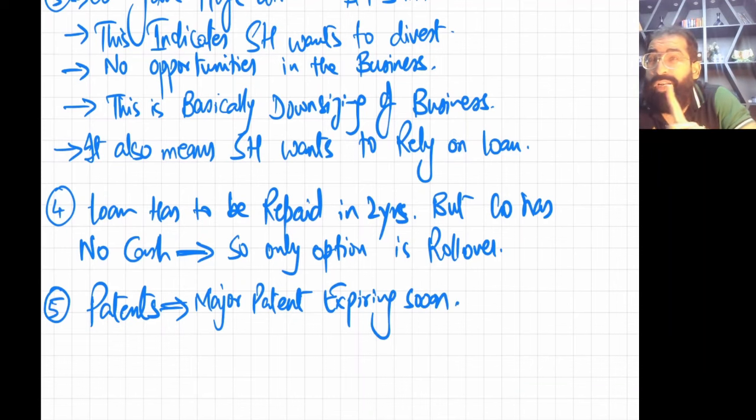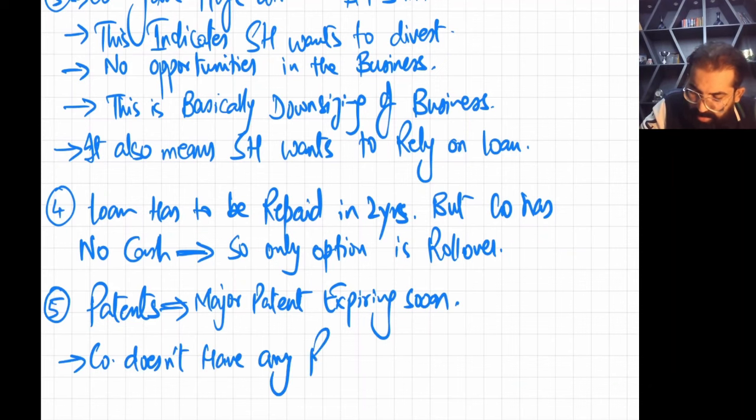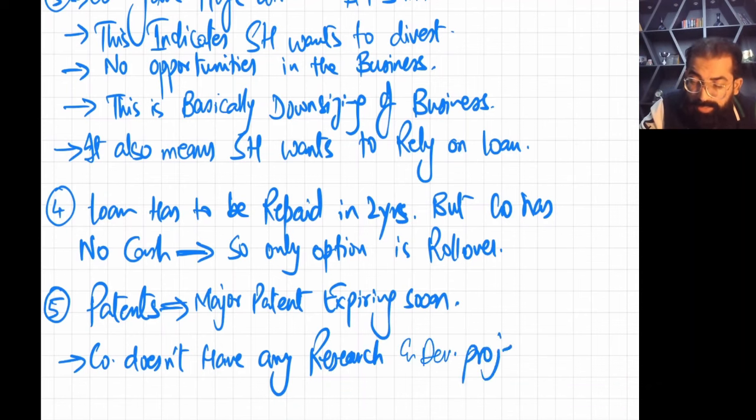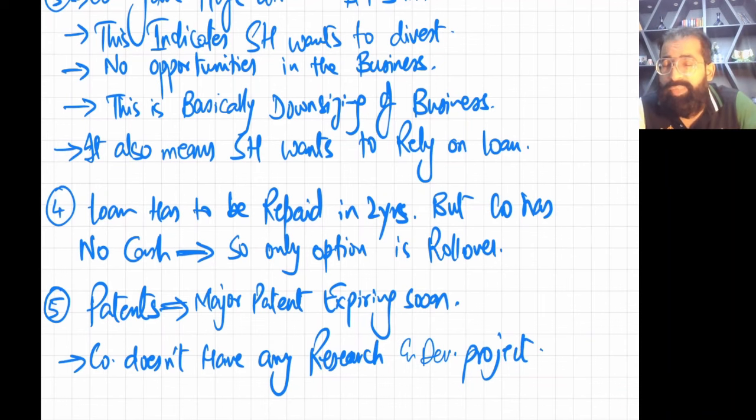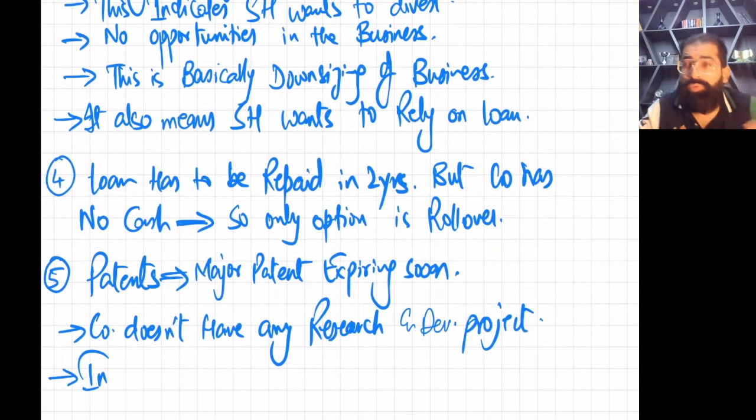And the company does not have any other research and development projects. Apparently, the limited information is given, but what we can see is there is no development project. So it means in the near future we won't be able to produce any technological goods, because we won't have any rights or patents for that.